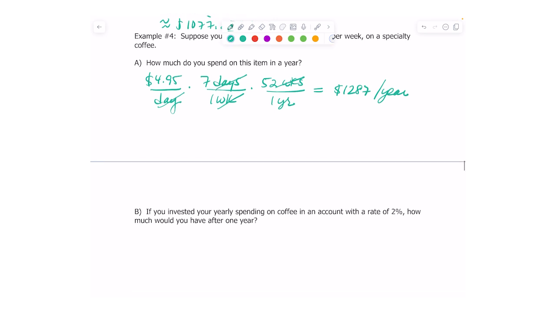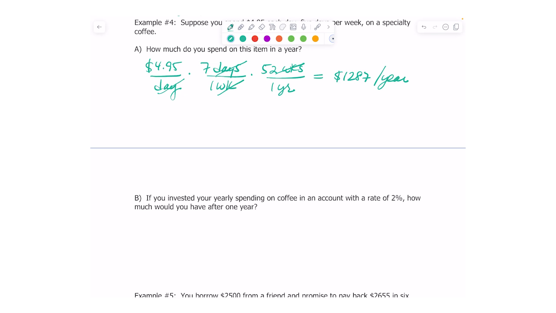How much would you have in an account where the rate was 2% after 1 year? So here I'm just looking for the future value, right? So I'm going to use A equals P times 1 plus R times T. So the principal here is the 1287, and then I'm going to multiply that by 1 plus my rate, which is 0.02, times 1. And again, I'm going to take care of this part first and add 1 to it.